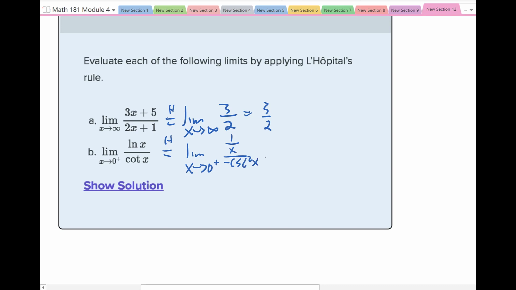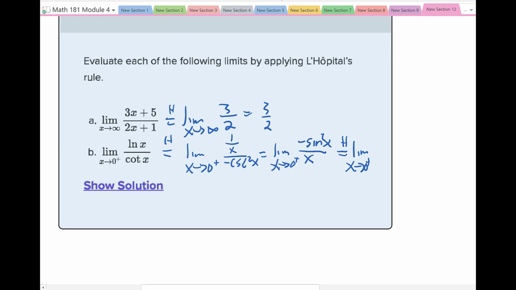Okay, now we can write this a little differently. We could write this as the limit as x goes to 0 of putting x on the bottom, and then cosecant is 1 over sine, so that'd be negative sine squared x up on top. And with that, we can take L'Hopital's rule again, apply it, and we have the limit as x approaches 0 from the positive side. I forgot my right side there.